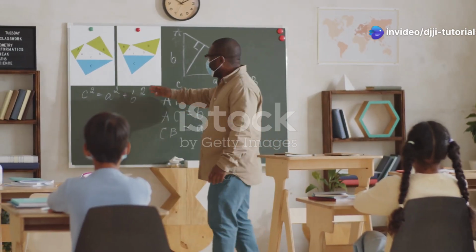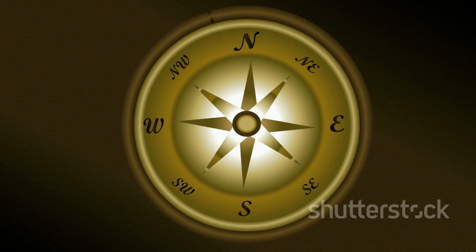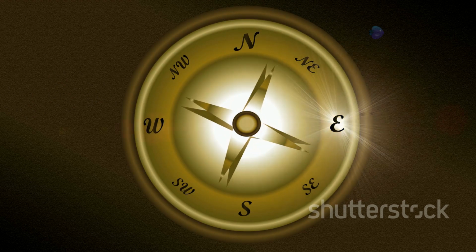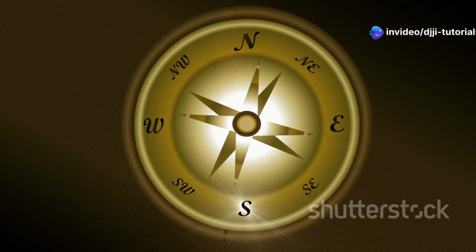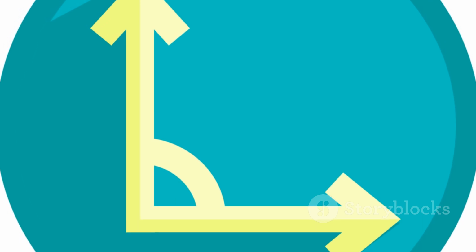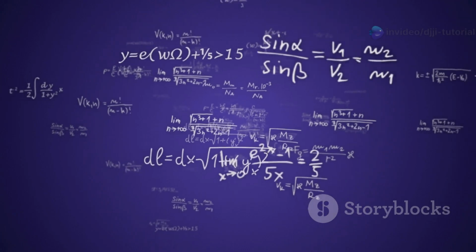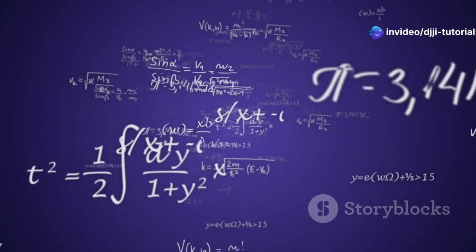Why is the standard position important? Well, let's break it down. First, consistency. Standard position provides a consistent way to define angles and their trigonometric functions, regardless of the angle's actual location. Next, visualization. It allows for easy visualization of angles and their relationship to the coordinate plane. And finally, calculations. It makes it easier to calculate trigonometric function values by relating them to the coordinates of a point on the unit circle or terminal side.